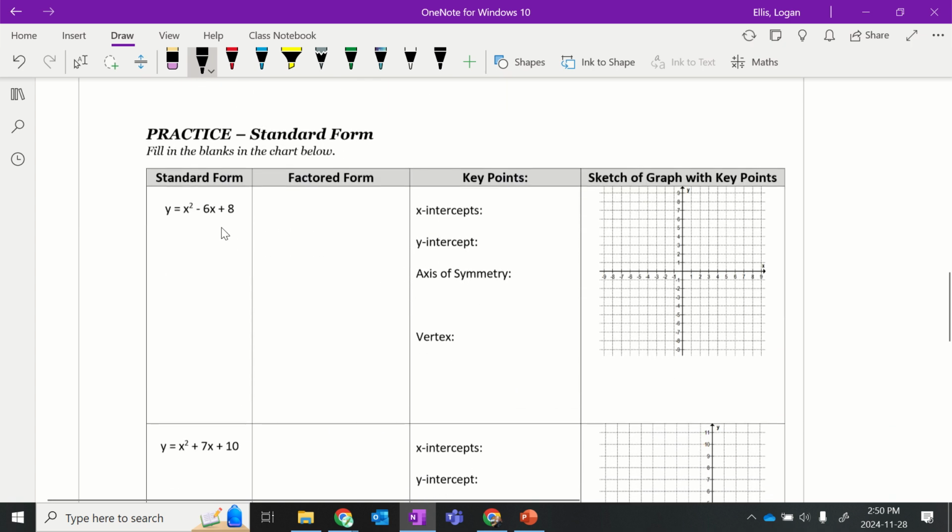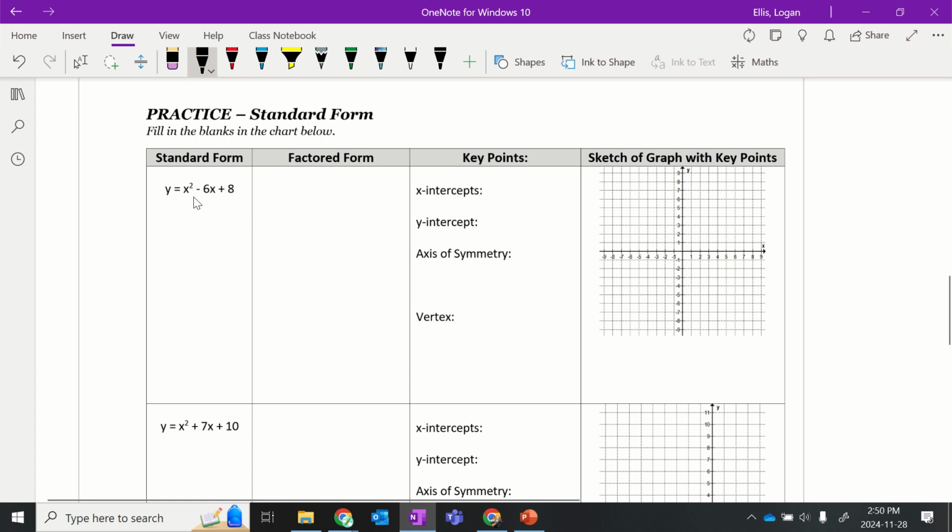What I want you to do here is simply fill out the chart. You're going to look at this equation in standard form, factor that, tell me the key points, and then sketch it.